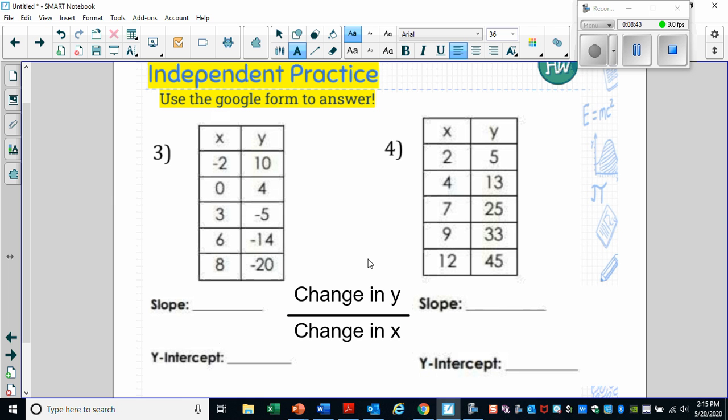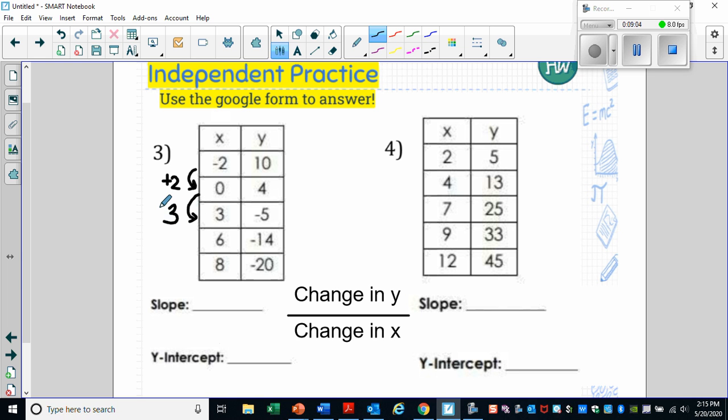So let's look at our first problem. We first see from -2 to 0, your change in x is 2. But notice from 0 to 3, we went up 3. And then similarly, we went up 3 from 3 to 6.